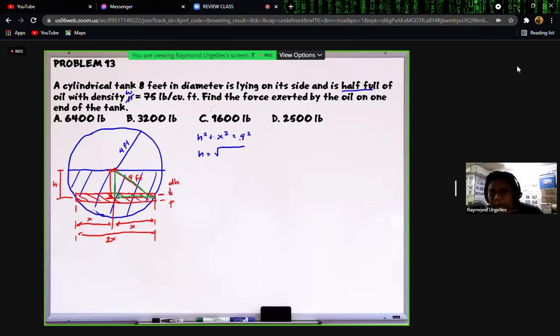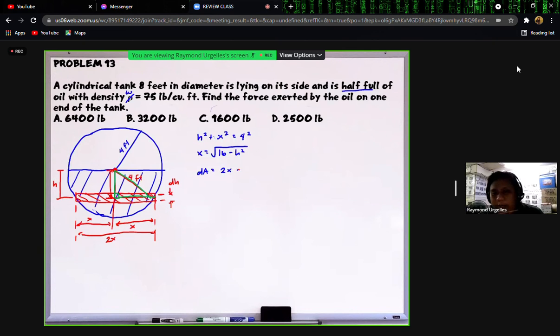We can write h as the square root of 16 minus x squared, so we have h as a function of x. Now let's solve for, or should it be the other way around? Let's do it the other way. It looks like x is what I need to solve for. So x will be the square root of 16 minus h squared.